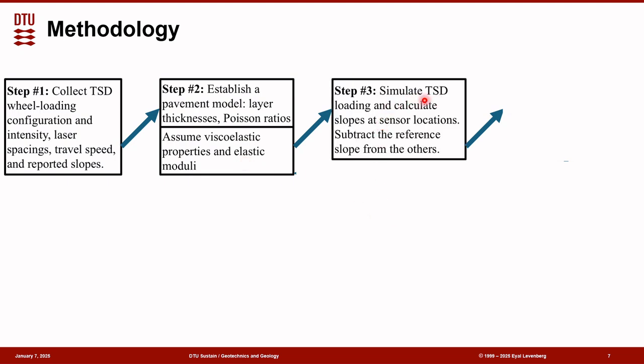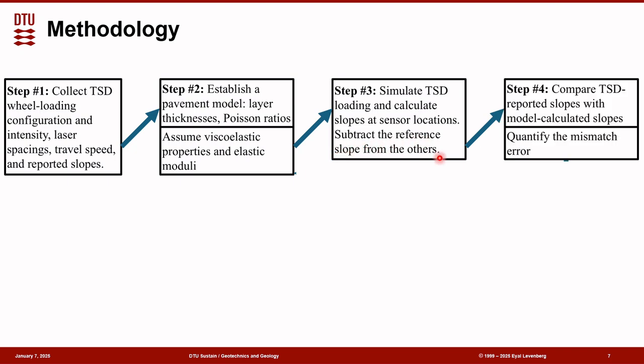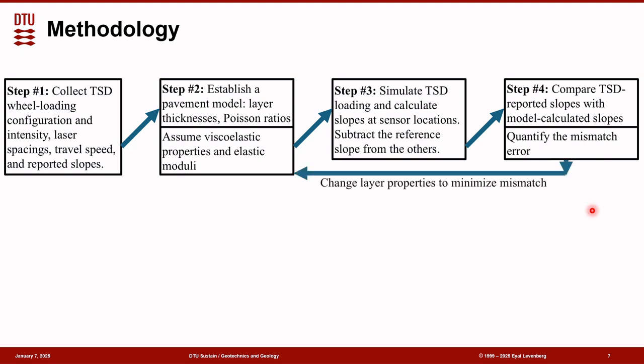Then we simulate the TSD loading in a model and calculate the slopes at the sensor locations and also subtract the reference slope from the others. And that gives us the ability to compare TSD reported slopes with the model calculated slopes. And then we quantify the mismatch error between the two, and we change the assumed layer properties in an attempt to minimize the mismatch.